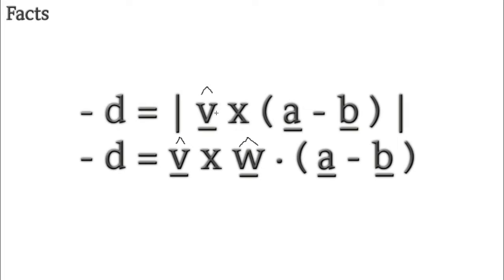p is the direction vector of the parallel lines, and since there's only one direction for a parallel pair of lines, there's only one value for p, which is fine. For the second equation, d equals (p cross w) dot (a − b).